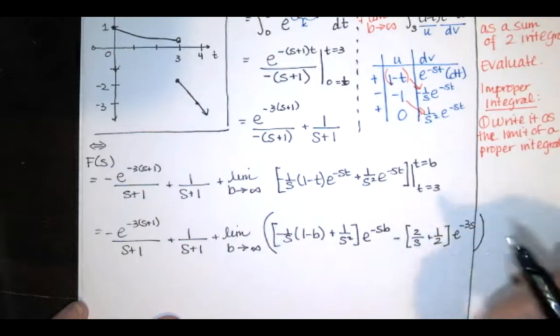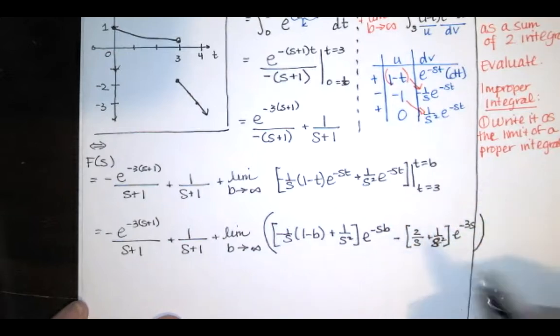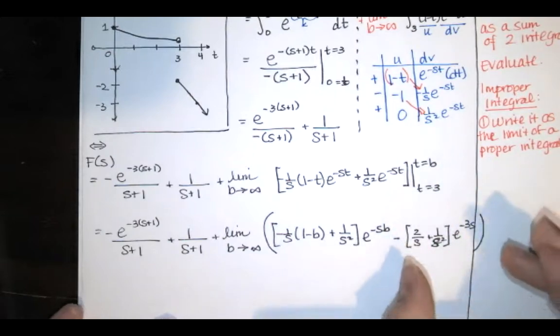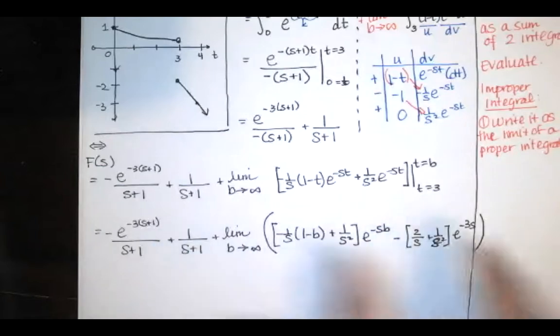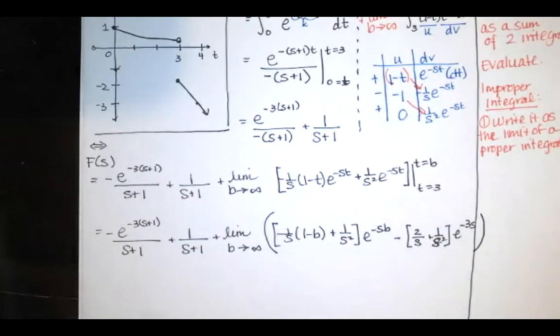But there's no b in this piece. That should be an s squared, sorry. There's no b in this piece, so that's constant. So we can just bring that constant out because the limit of a constant is just the constant.